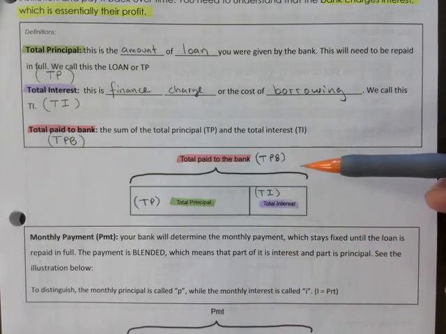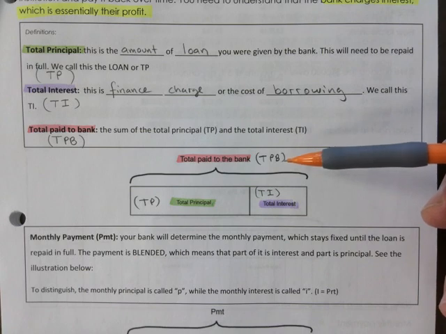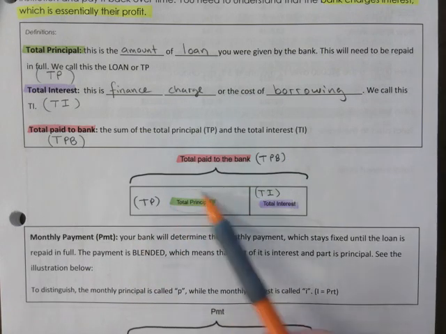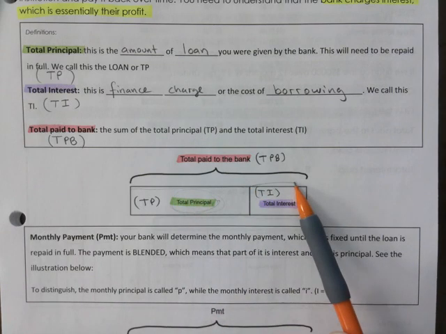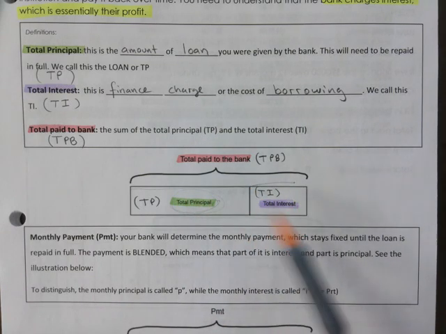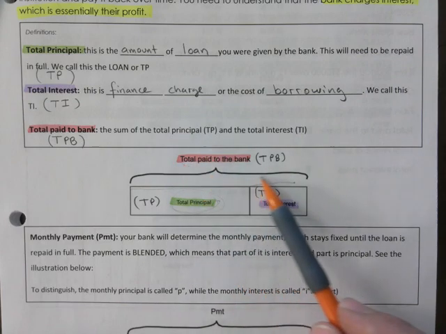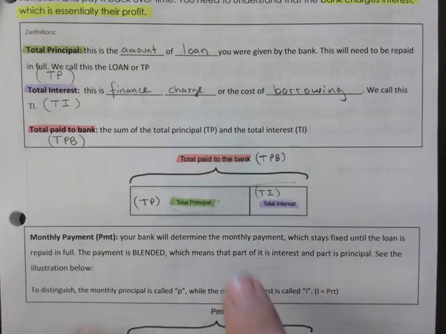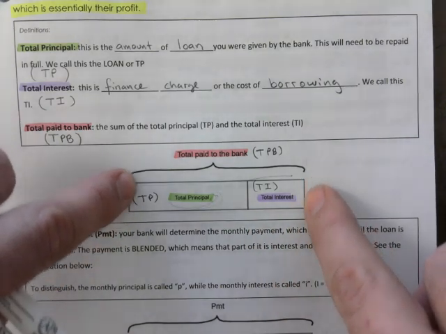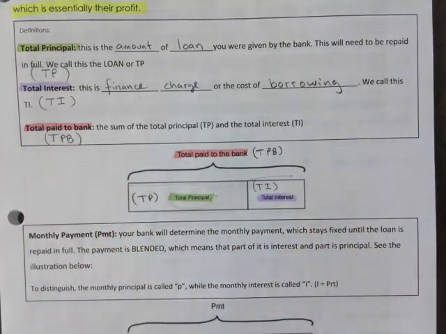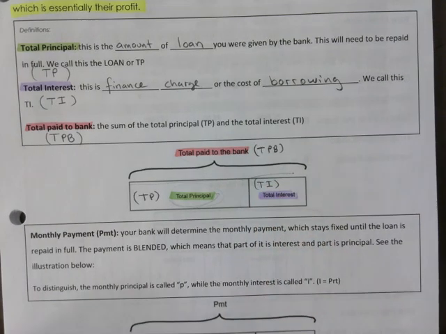I think you can wrap your head around it, right? When you get a loan from the bank, they give you 10 grand, you're going to pay the 10 grand and then some. That's just how it goes. And so that's what we call total paid to the bank. The amount you started with is not going to be the same that you pay them back. It's going to be an added chunk because that's their profit right here.